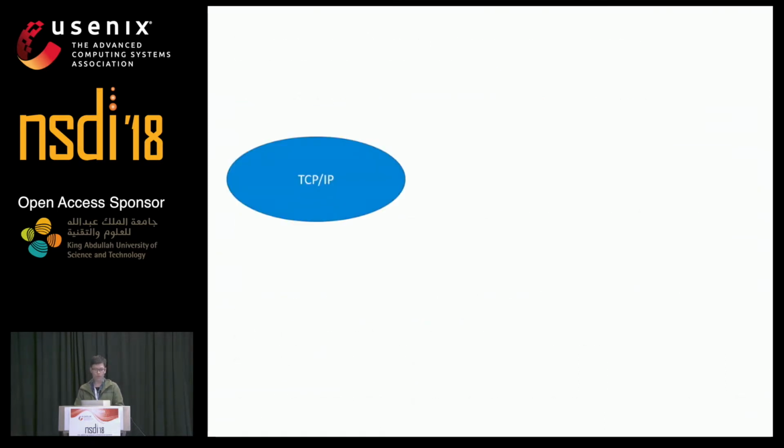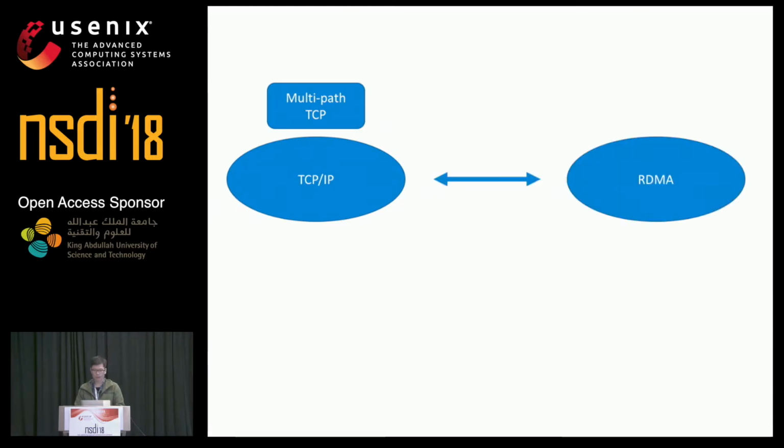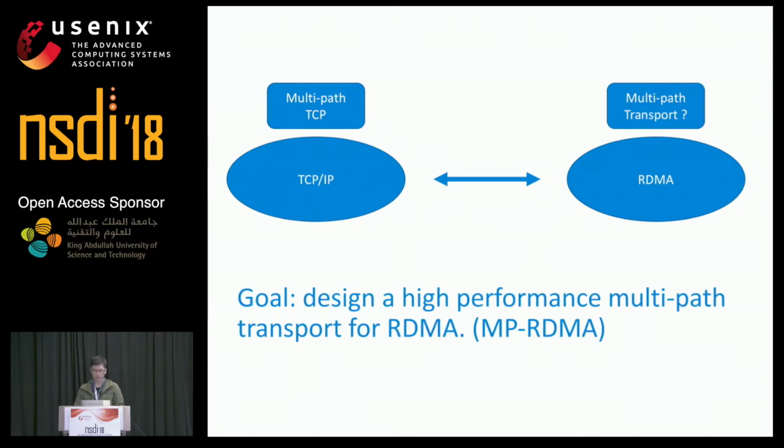So in the TCP world, we have multipath TCP to solve all the problems of single-path TCP. However, in the RDMA world, there is no such counterpart. So our goal in this work is to seek how we can design a high-performance multipath transport for RDMA, and we name it MP-RDMA.